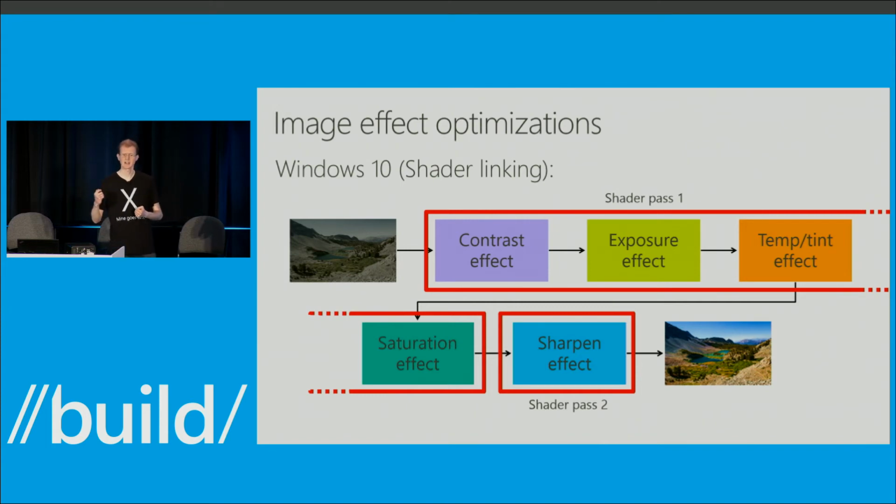This last one, the Sharpen Effect, is a little bit unusual. It actually requires multiple input pixels in order to get one output pixel. In this case, Direct2D is just going to give up and say, hey, I'm going to fall back to my old mechanism and render this using a second shader pass. For those of you who want to be really clever, you can tweak this and move the Sharpen Effect to the beginning, and then you can actually combine this all into a single shader pass.